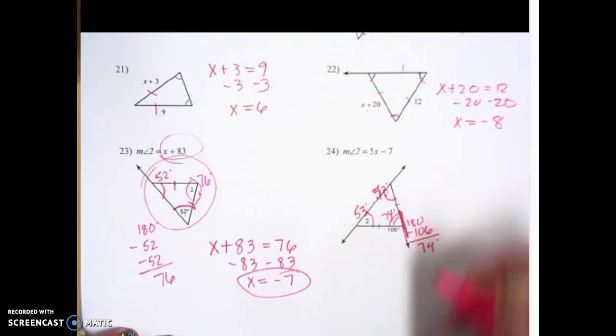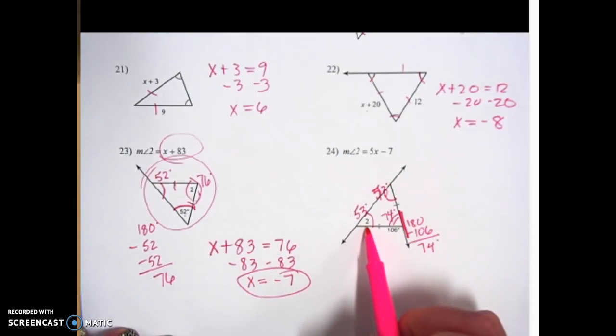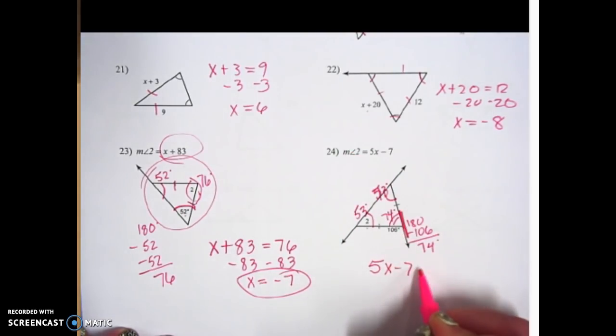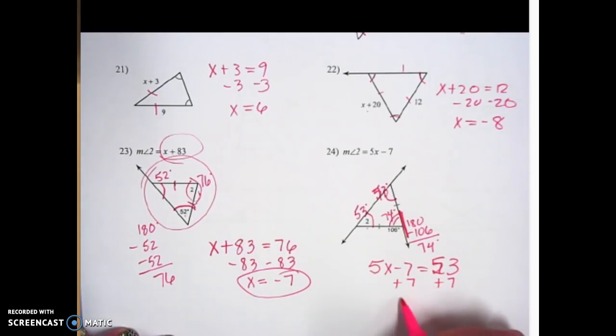53. So we take angle 2, which should be 5x minus 7 equals 53. We want to add the 7 to both sides. We get 5x equals 60. Divide both sides by 5, and we get x equals 12.